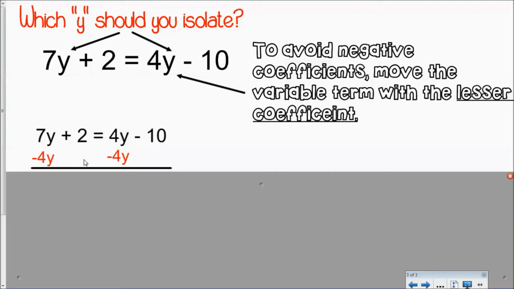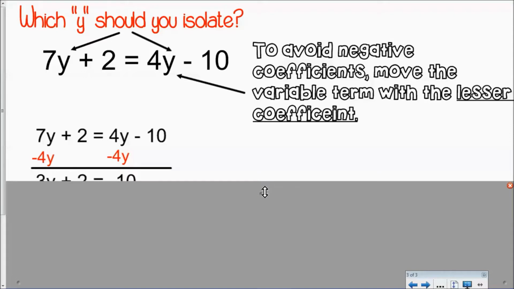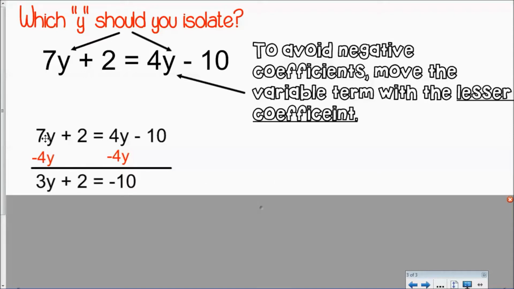So you subtract 4y on both sides because of the subtraction property of equality. Then we simplify it. 7y minus 4y is 3y, plus 2 comes down. 4y minus 4y cancels because that's 0, and then negative 10 comes down. If you'll notice, I put the 4y's with the y terms. I did not try to combine 2 and 4y. I did not try to combine negative 10 and 4y because they are not like terms.